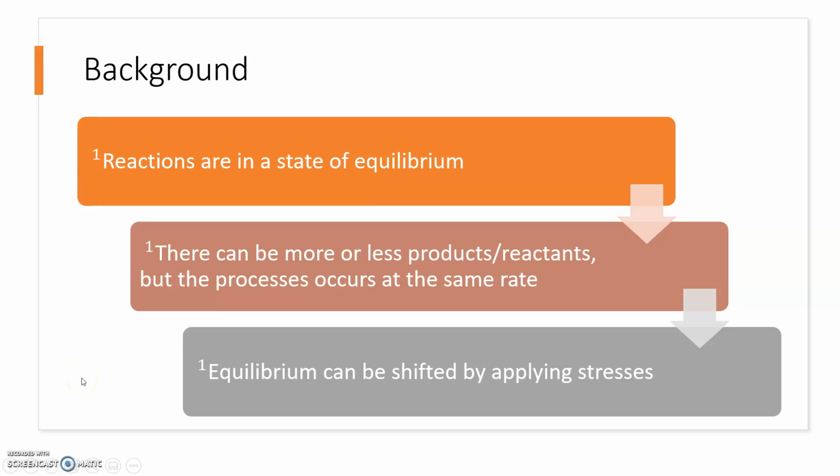Here's a little background info on Experiment 6. Reactions are in a state of equilibrium. There could be more or less products/reactants, but the process occurs at the same rate. And finally, equilibrium can be shifted by applying stresses.